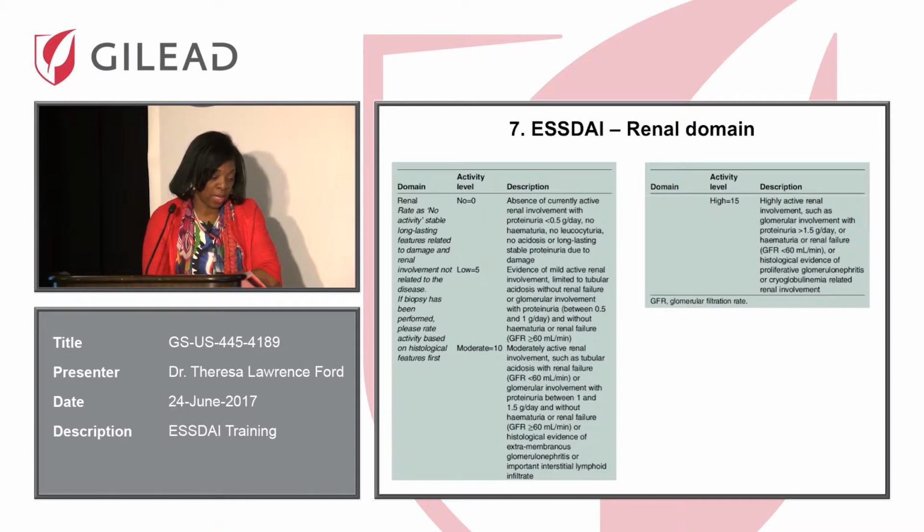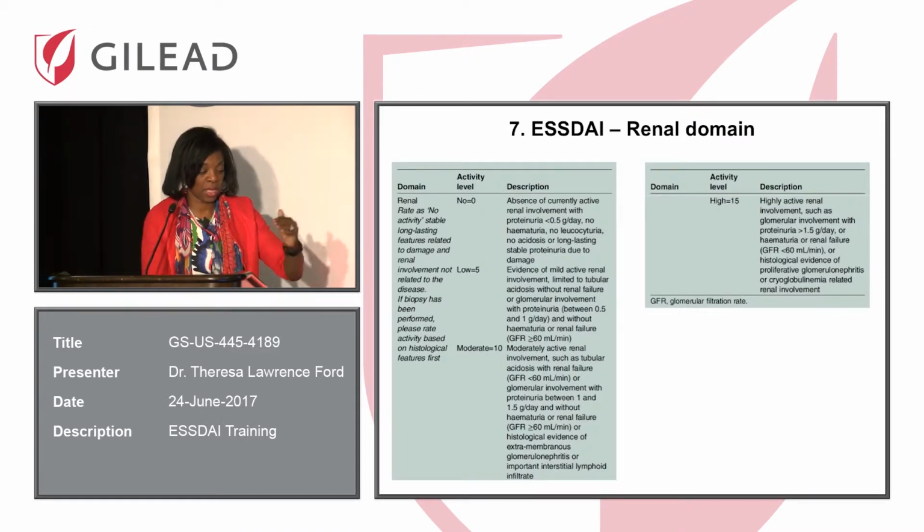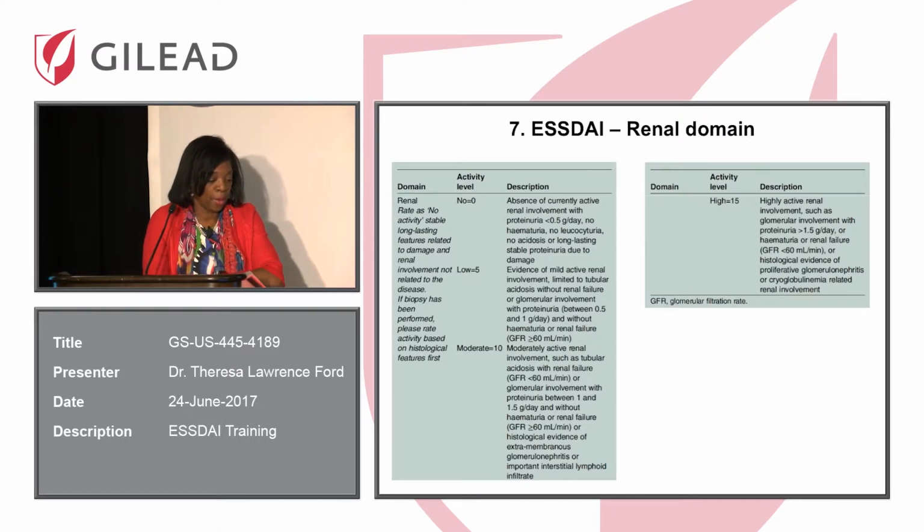So the renal domain, again, and if you remember the very first slide, these get a little bit heavier weighted rating. And the renal rating, if no activity, would be stable, long-lasting features related to renal damage, and not related to any disease, not related to the Sjogren's disease. And if a biopsy has been performed, we have to rate activity based on the histological features first. So we look at that. If a biopsy is available, that kind of trumps everything we're looking at initially.